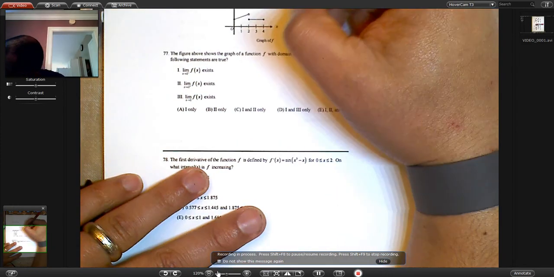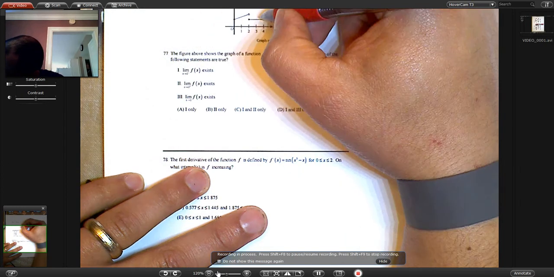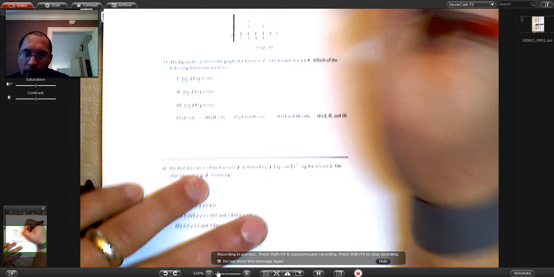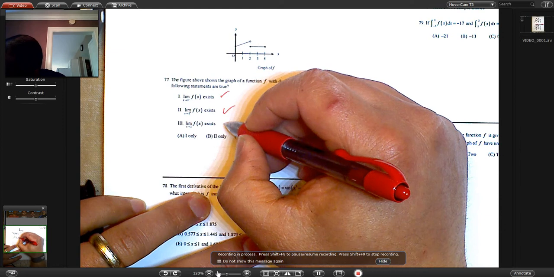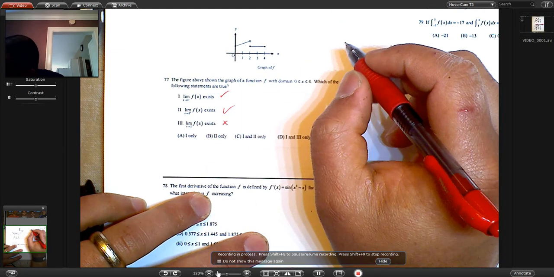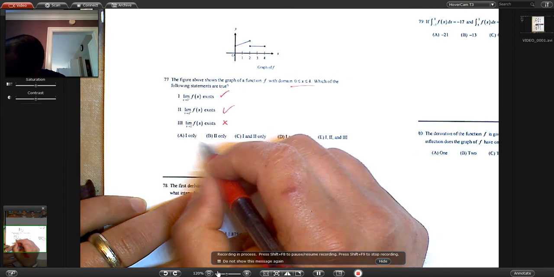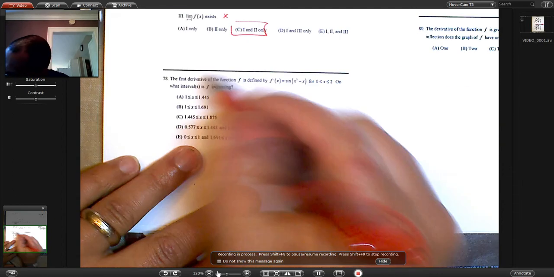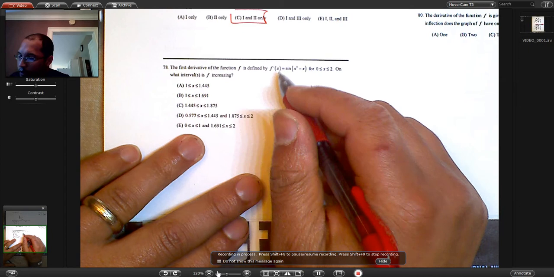Which of the following statements is true? 2 from the left. Well, of course it exists from the left. 2 from the right. Yeah. 2, no. Okay, check the domain. It doesn't matter. One and two. Yeah. First derivative function, prime x to the sine of whatever. Okay, so now I've got to whip out my calculator.